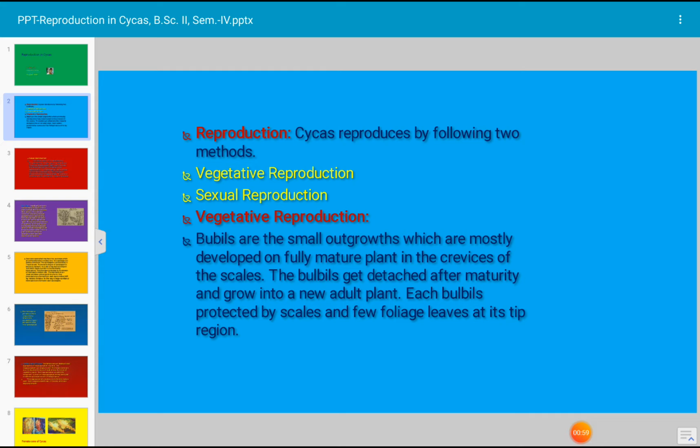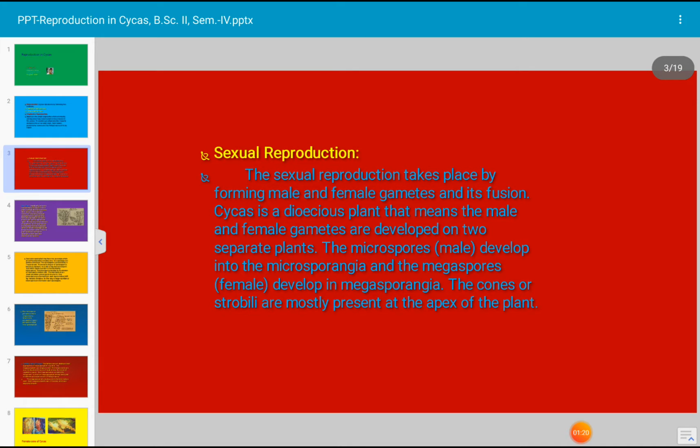Each bulbil is protected by scale-like leaves and a few foliage leaves at its tip region. The scaly leaves and the foliage leaves give protection to the bulbils. This is about vegetative reproduction of cycas by formation of bulbils. Let us see the sexual reproduction.